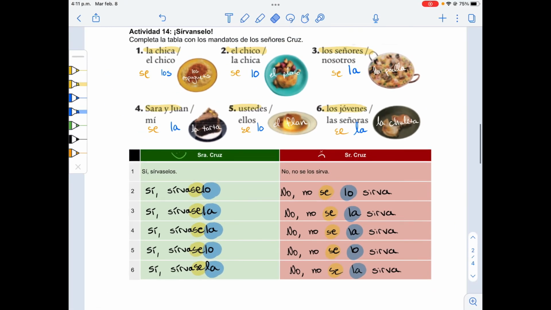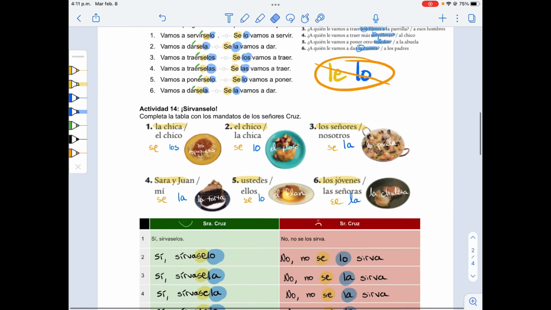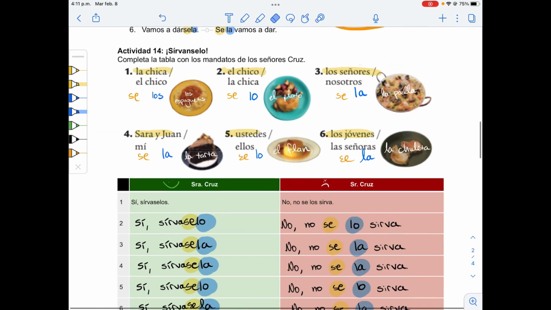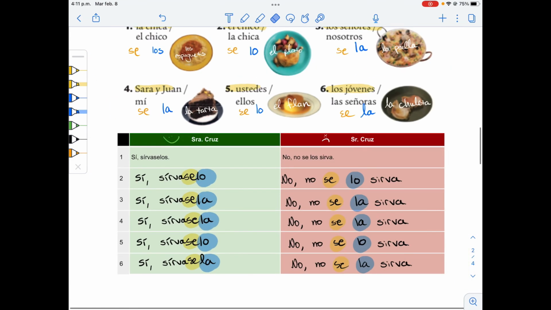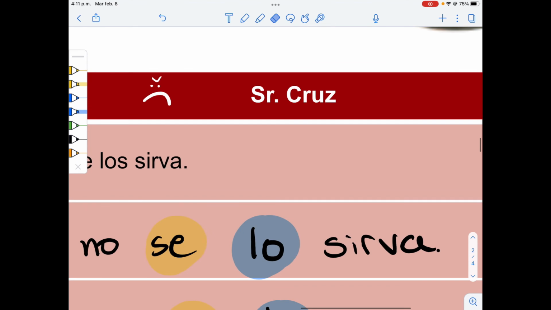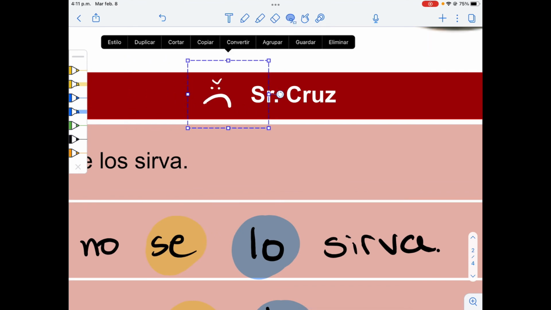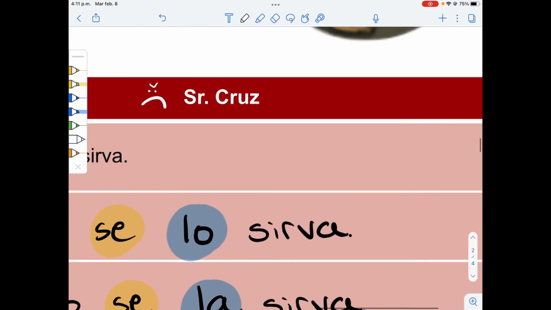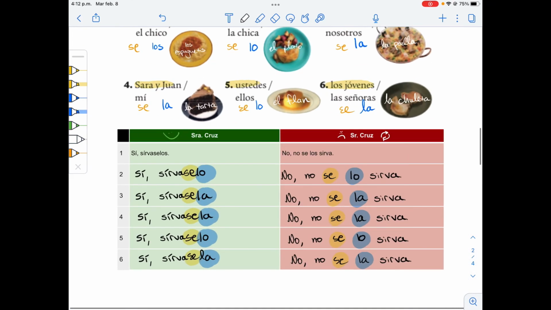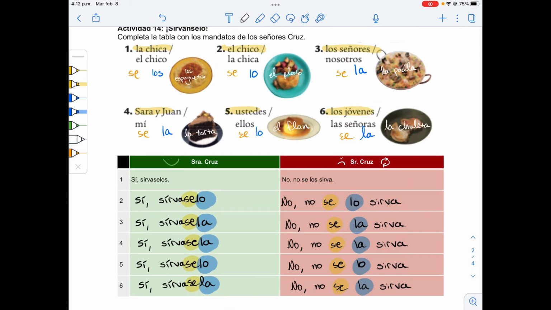Hey, y'all, we are back. So this is further explanation of Actividad 14. Turns out that, yes, Señora Cruz is an affirmative person, but Señor Cruz isn't totally a fuddy-duddy. He just has alternate opinions. So he disagrees with Señora Cruz, but then he says, no, this should actually go to someone else. So that's what the second people are. Those are his someone elses.